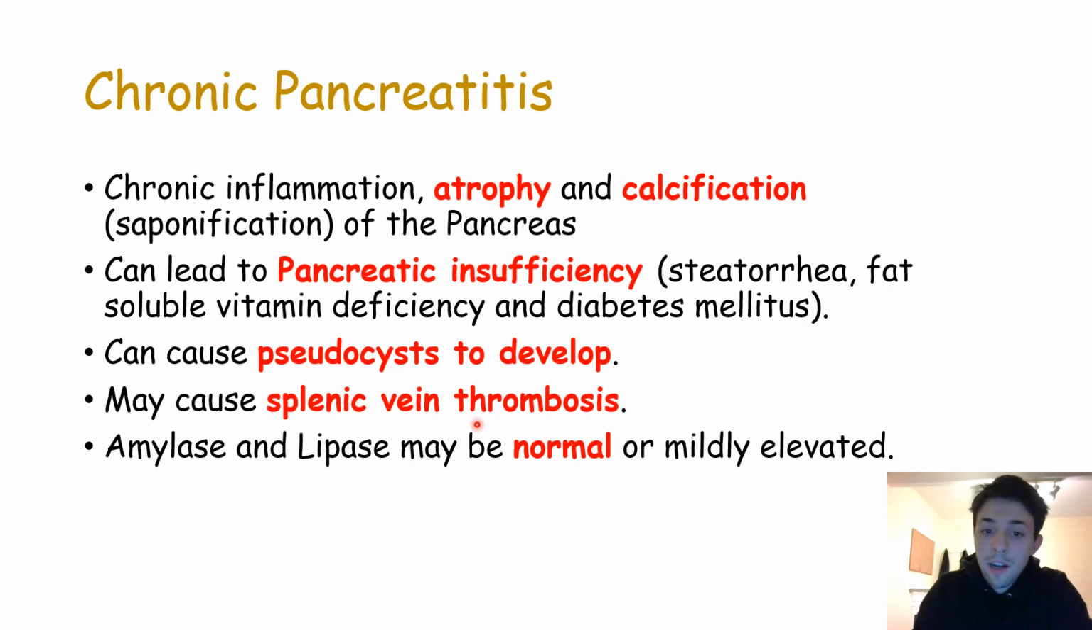If someone has an enlarged spleen, gastric bleeding, and recently has chronic pancreatitis, maybe consider this as a potential diagnosis. And something that's interesting about chronic pancreatitis is that amylase and lipase might be normal or only mildly elevated. So while they're very, very important in the diagnosis of acute pancreatitis, they might not be as important in the diagnosis and management of chronic pancreatitis.